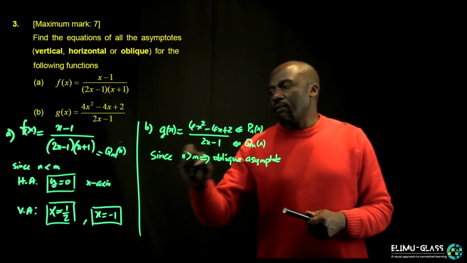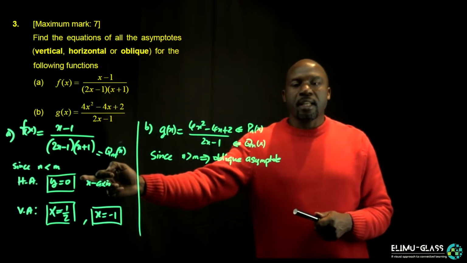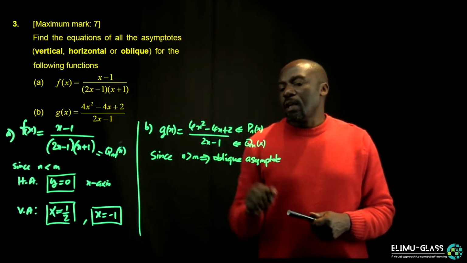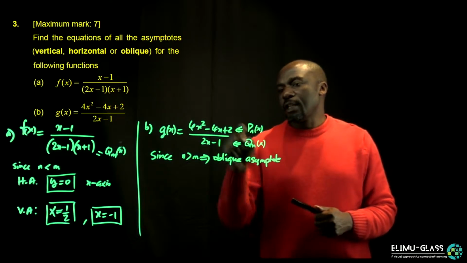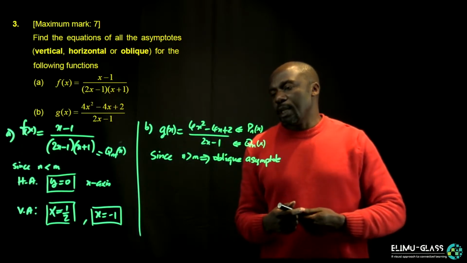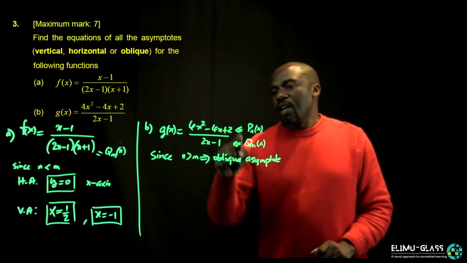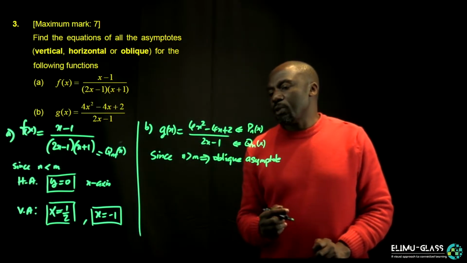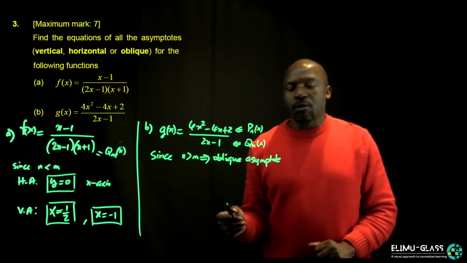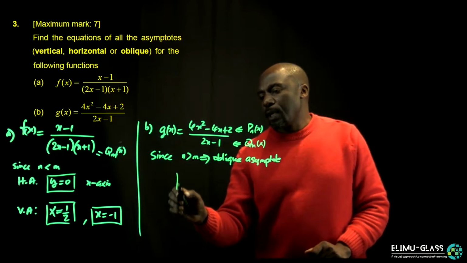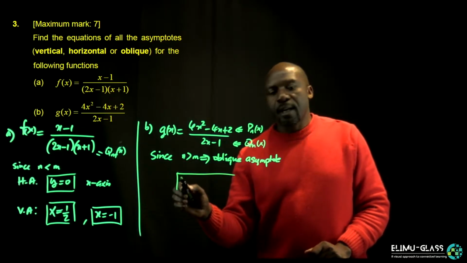But we no longer have a horizontal asymptote like we had there, and that is because now the order of the polynomial, the numerator, is greater than the denominator. So to find the oblique asymptote, we have to divide these two, and we use the method of long division. I'm going to conduct long division very quickly here, the same way we divide numbers.